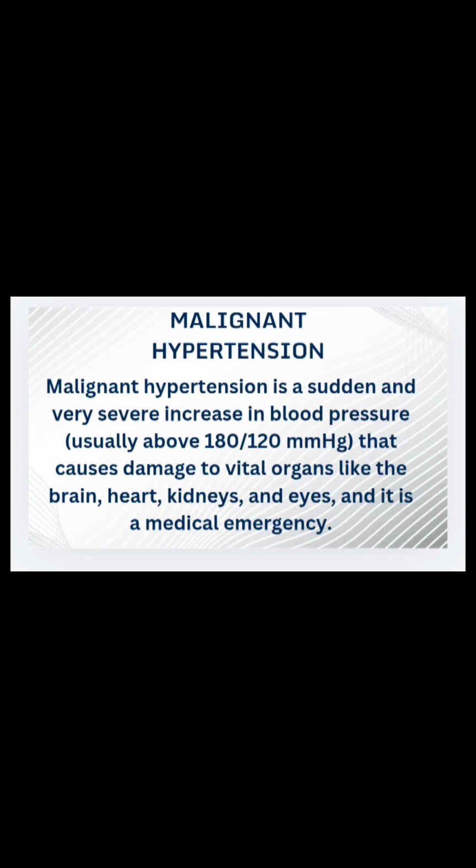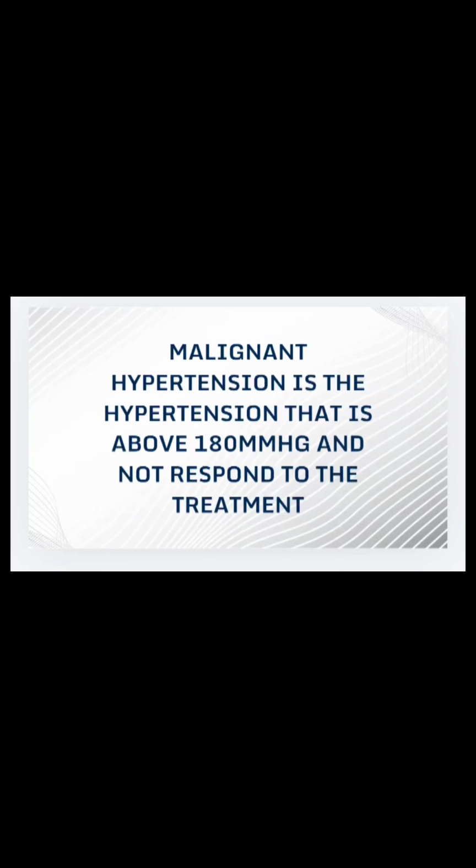Coming to the malignant hypertension. In the case of malignant hypertension, it is a sudden and very severe increase in blood pressure, usually above 180 by 120 mmHg, that causes damage to vital organs like the brain, heart, kidneys, and eyes, and it is a medical emergency. It is a sudden and very high rise in blood pressure that can damage our important or vital organs like brain, heart, kidneys, and eyes. Malignant hypertension is the hypertension that is above 180 mmHg and does not respond to any treatment.